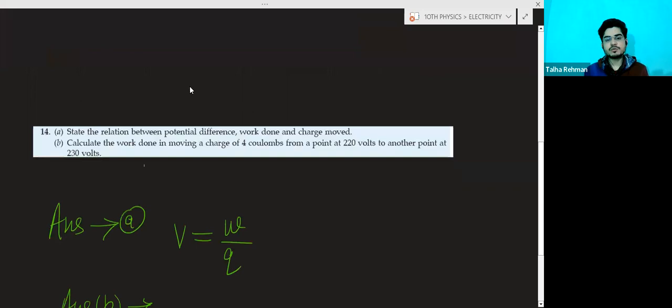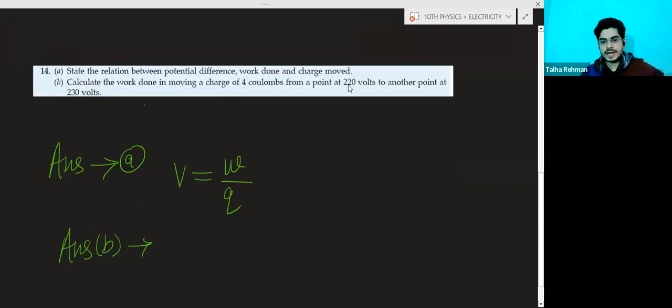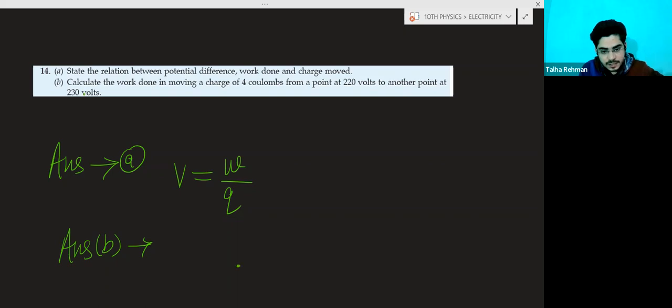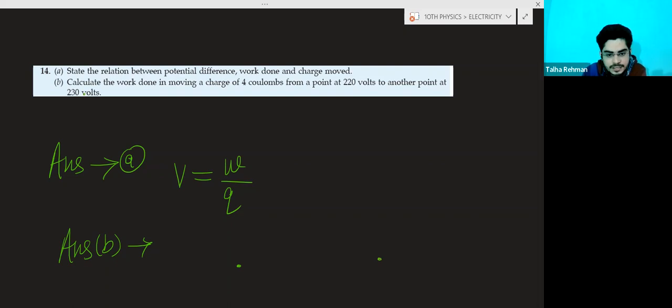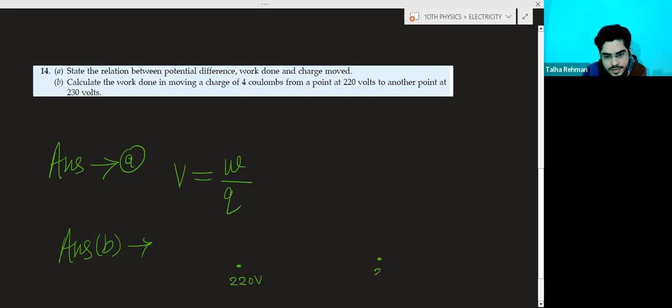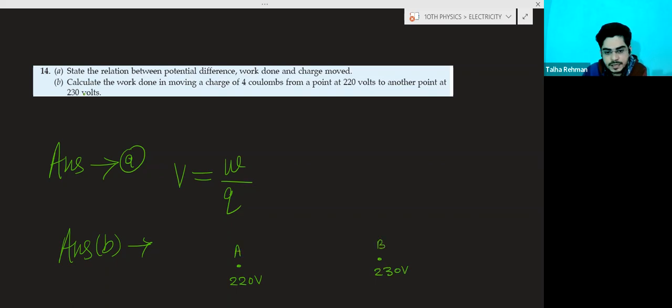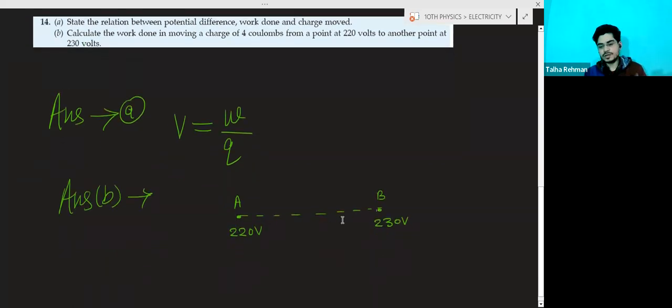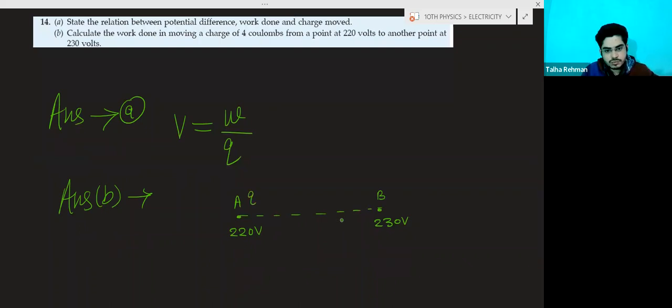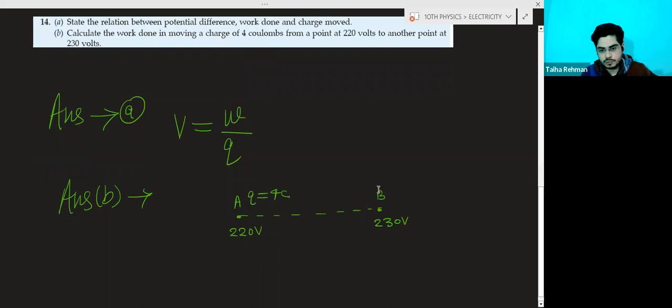Calculate work done in moving a charge of 4 coulomb from a point at 220 volts to another point at 230 volts. Basically, they are saying there is one point and there is another point. This one point is at 220 volt and another point is at 230 volt. Suppose this point is A, this point is B, and you have to take a charge from this point to this point. Suppose q charge you are taking. What charge is given? 4 coulomb of charge you are taking from point A to point B.